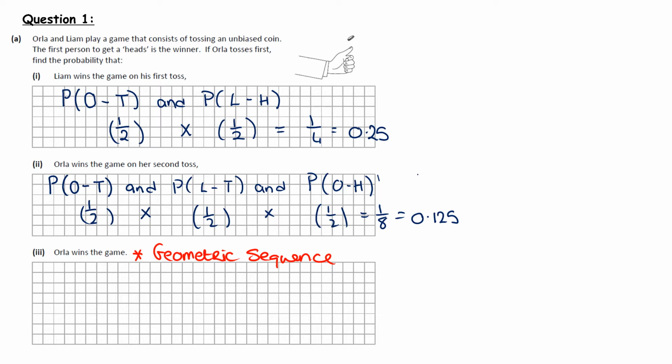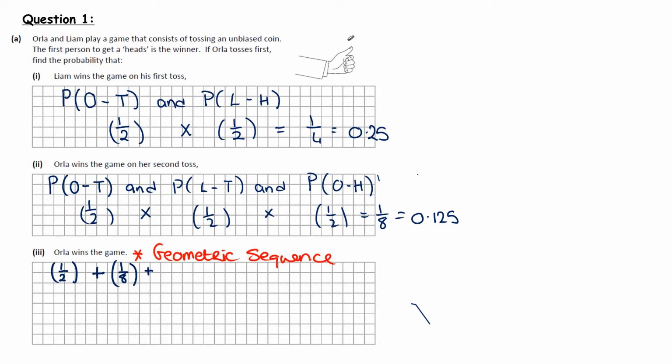So there's so many different ways that Orla can win the game. So if she won it on her first toss, basically the probability of that happening is a half, because she tosses first. She's half a chance of getting heads, half a chance of getting tails, so she's half a chance of winning. Or, now the word "or" here is a plus. So we've already worked out that she wins on the second toss, and that works out to be 1/8.